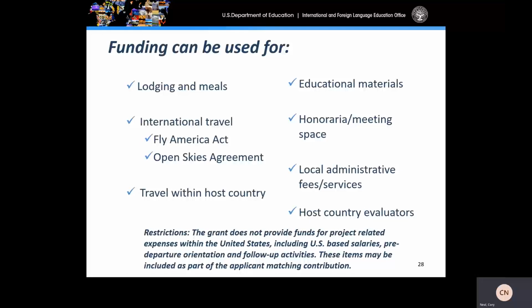It is very important to note that the grant does not provide funds for project-related expenses within the United States. This includes U.S.-based salaries, pre-departure orientation, and follow-up activities in the United States. These items may be included as part of the applicant matching contribution.